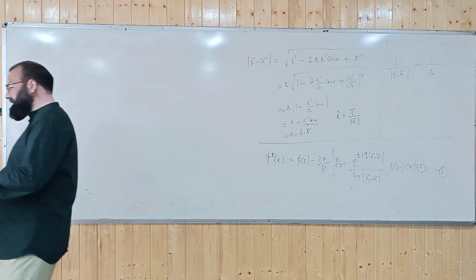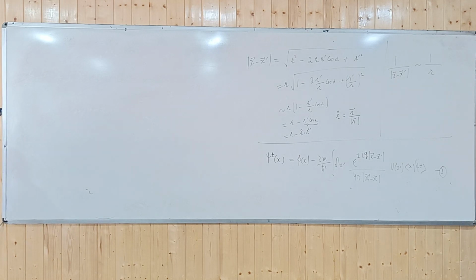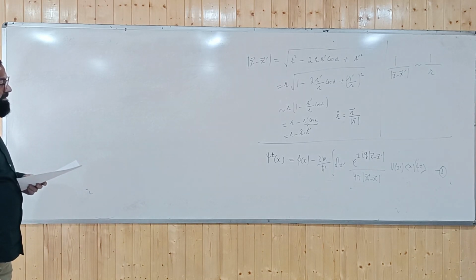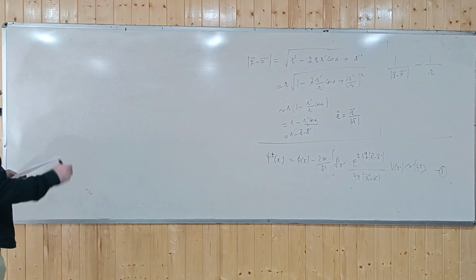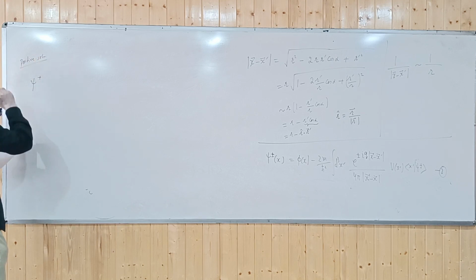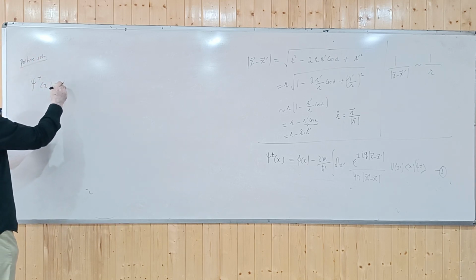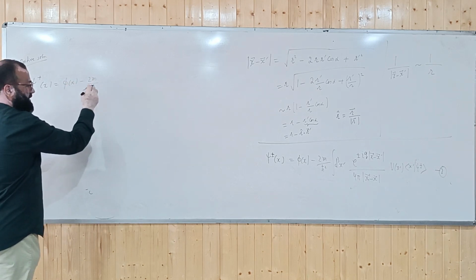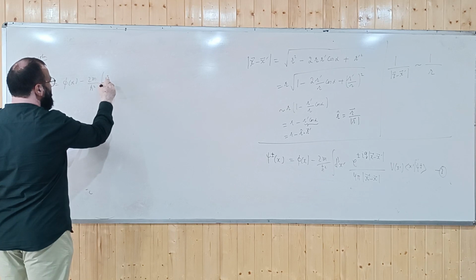Let's plug in these results. So what will we get? We'll take only the positive solution now. So the positive solution turns out to be psi plus of x equals phi of x minus 2m by h cross squared, then you have the integral d3 of x prime.